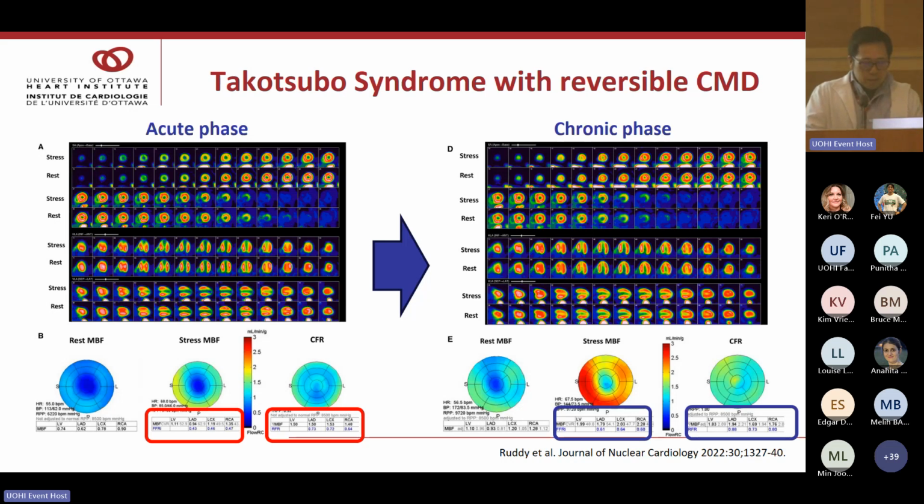Whereas in the chronic phase, the stress flow and flow reserve significantly improved. The stress flow was 1.99 and the flow reserve 1.83. And this reversible flow parameter on serial PET imaging seen in this case may support that one of the possible mechanisms of Takotsubo is coronary microvascular dysfunction.